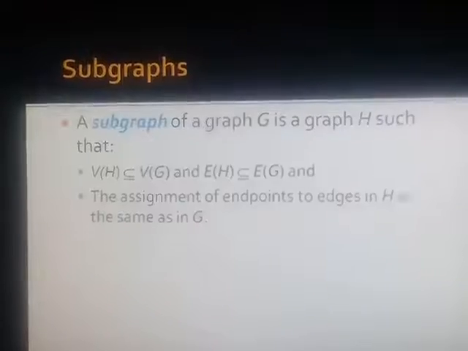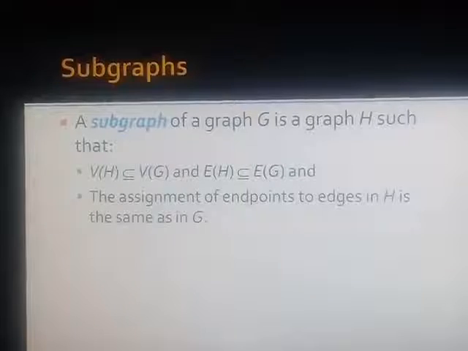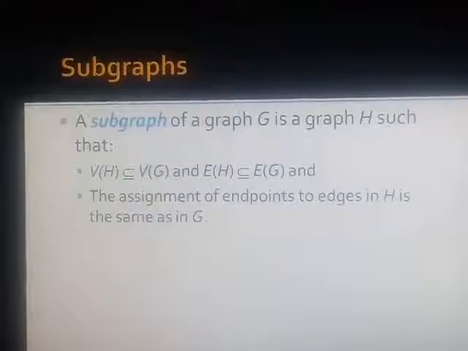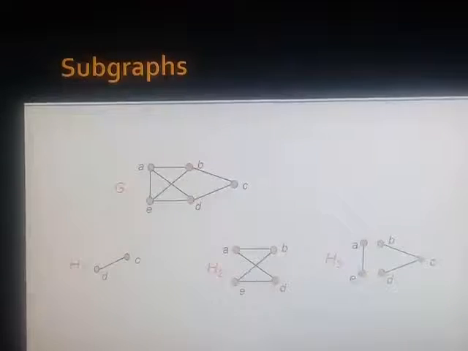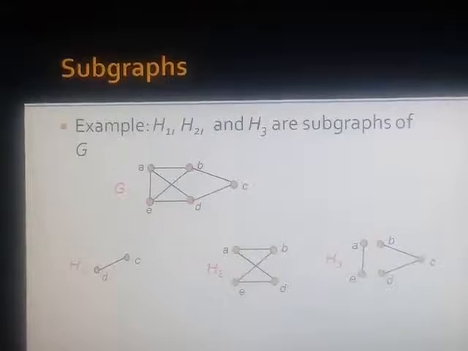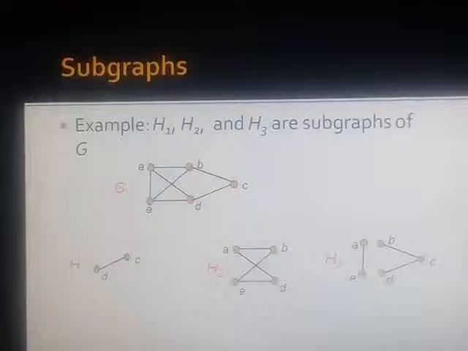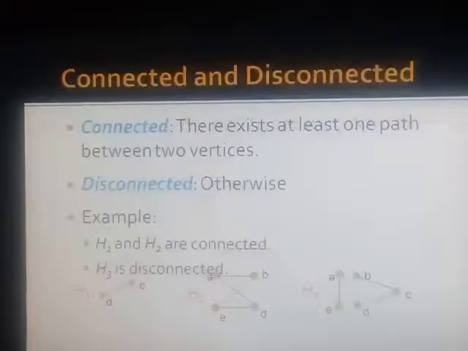Next one is a subgraph. A subgraph of a graph G is a graph H such that V of H is a subset of V of G and E of H is a subset of E of G, and the assignment of endpoints to the edges in H is the same as in G. This is an example for a subgraph. H1 graph D to C, H2 graph A to B, A to D, B to E, E to D, and the H3 graph A to E, B to C, C to D.